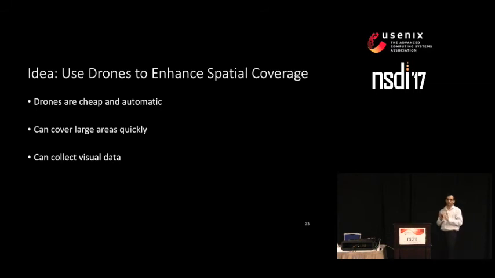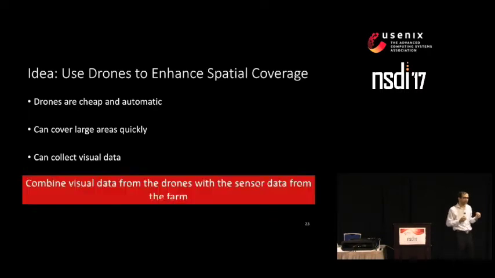Our idea is to use drones. Drones are getting increasingly popular. They're also cheap. You can get a good DJI drone for $500 today. They're easy to program. They can quickly cover large areas. And they can collect visual data. They have cameras on them. So what we do is combine the visual data that we collect from the drones with the sensor data for extending the spatial coverage.